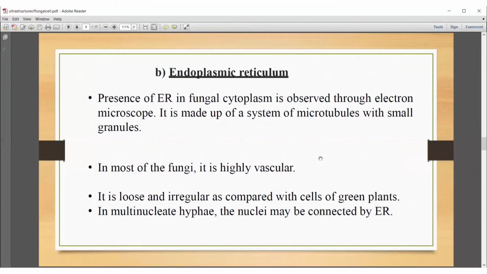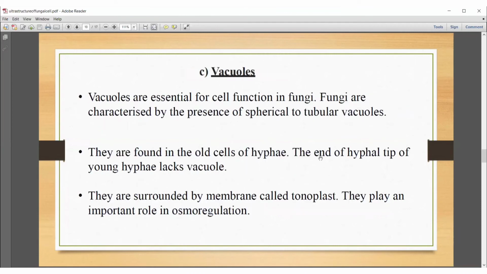In most fungi, it is heavily vesicular. How will the endoplasmic reticulum be? Vesicular. It is loose and irregular as compared with green plants. In multinucleated hypha, the nuclei may be connected by endoplasmic reticulum.